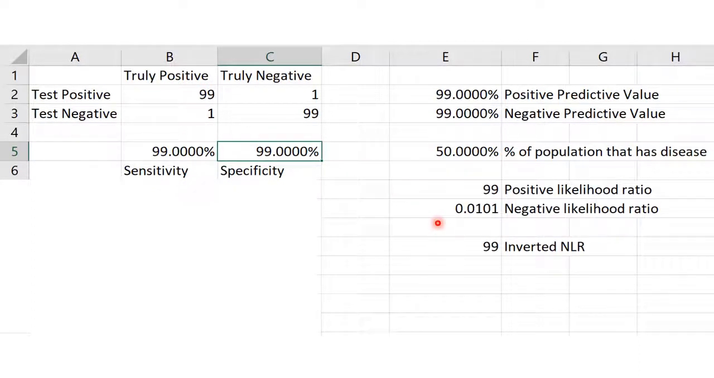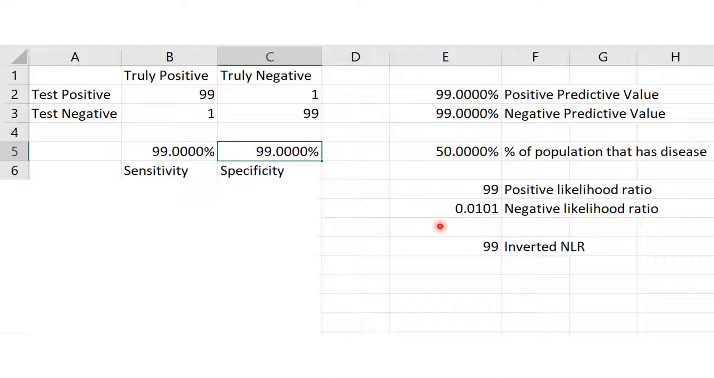Now, another thing that we can calculate is the positive and negative likelihood ratios. For the positive, if you get a positive test, how much greater odds do you have of actually having the disease? It's another way of trying to get from you had a positive test, do you actually have the disease? Or you got a negative test, do you actually not have the disease?